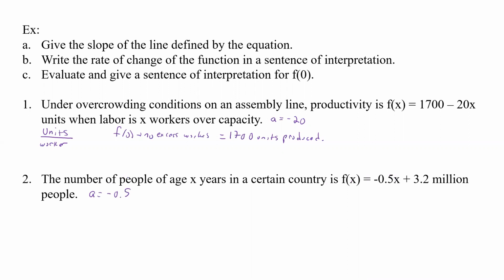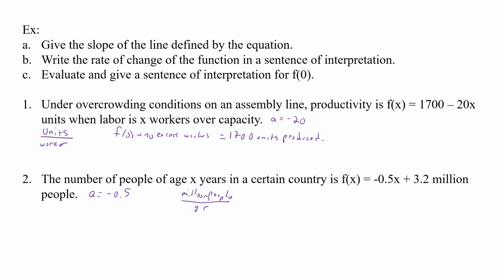Now, what does the rate of change of the function, in a sentence of interpretation, what's the units for that? Well, we're going to have million people per year. So the output is million people, and the input is going to be the year. Because we have x years and the number of people is going to be the output.